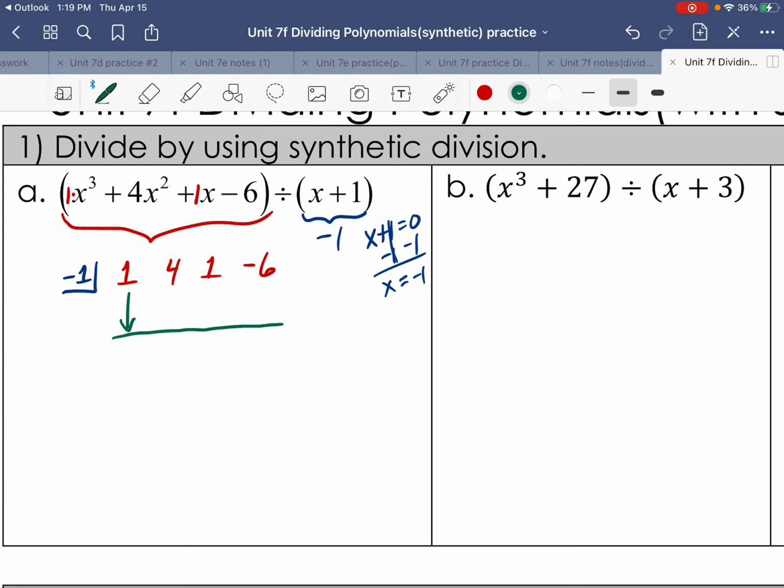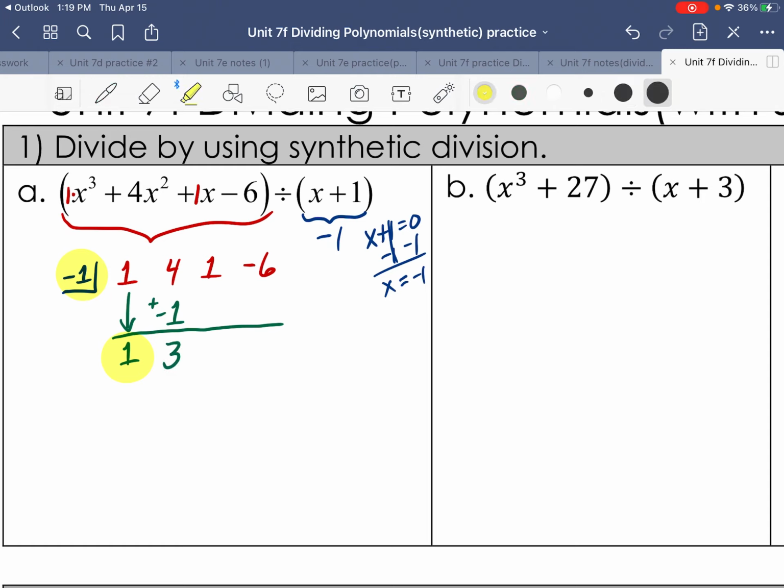All right, continuing to set up the synthetic division. I draw an arrow just to give myself some room here because there will be numbers. That arrow also reminds me that the first coefficient comes down, and we drive down below. Our answer is going to be below the line. So now we do -1 times 1, which is -1, and we put it right below the next coefficient. And we add 4 plus -1 is 3.